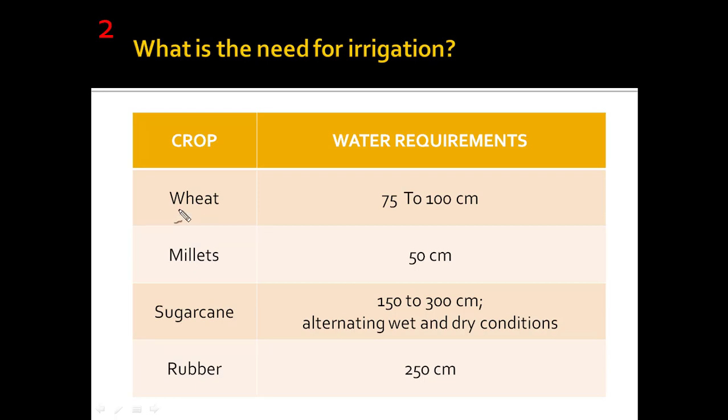Second important reason: different crops. These are some of the primary crops widely grown in India. Two cash crops and two food grain crops. Wheat requires 75 to 100 centimeters of rainfall per annum. Millet requires 50 centimeters. It is not much, less compared to these two cash crops. Sugarcane: India has become the world leader in sugarcane production, and it requires 150 to 300 centimeters of water throughout the year. Rubber is a very commercial crop. It requires 250 centimeters of rainfall throughout the year.